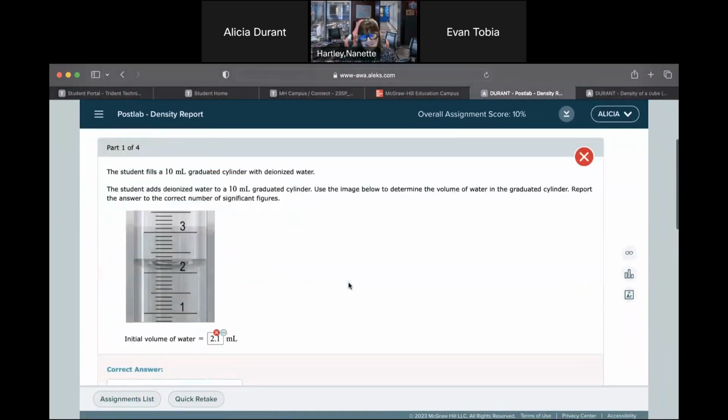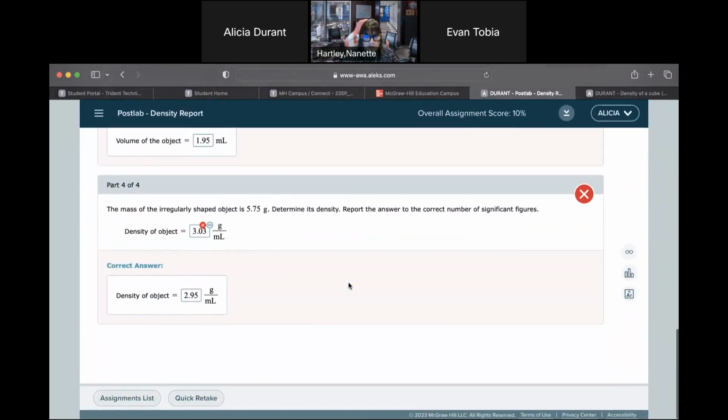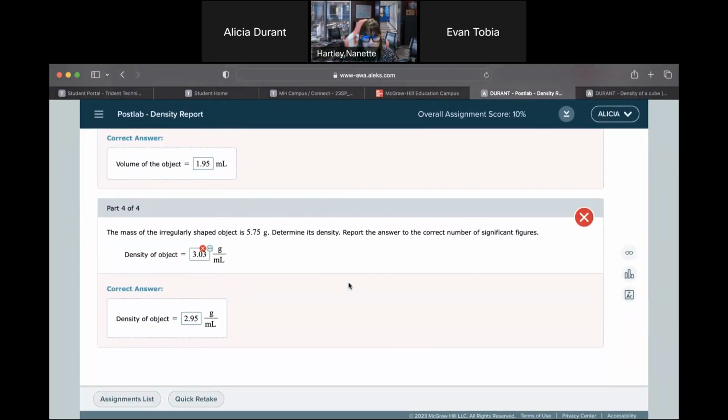And then that very last one says the mass of the irregularly shaped object is 5.75 grams. Determine its density. Report to the correct number of significant figures. So if you've gotten the right volume for the object, the 1.95, and we have that mass, we take that 5.75 divided by the 1.95. Yep, because it would have given me 2.948. But instead I did 5.75 divided by 1.9, and that's why I got 3.